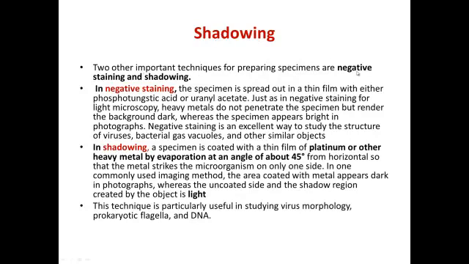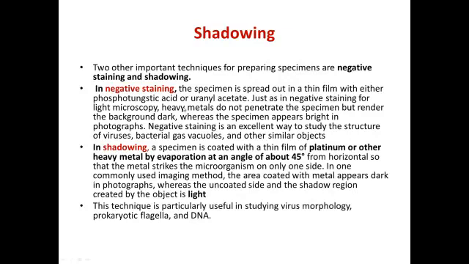There can be a negative staining or shadowing, two kinds of shadowing. One is negative staining. What is done in negative staining is that the specimen is spread out in the form of a thin film with either phosphotungstic acid or uranyl acetate. So how does this help? This helps exactly in the same way as we do the negative staining for the light microscopy.